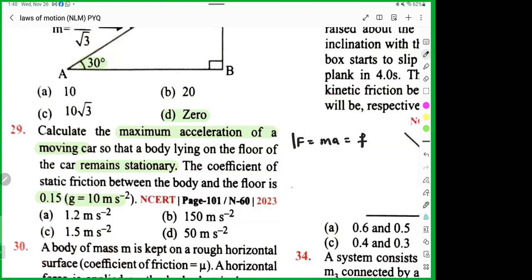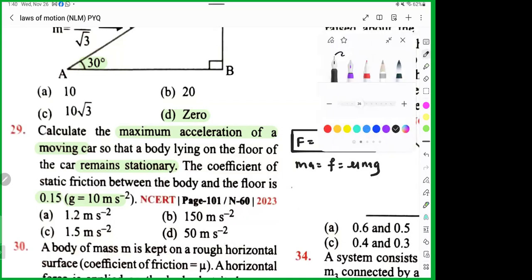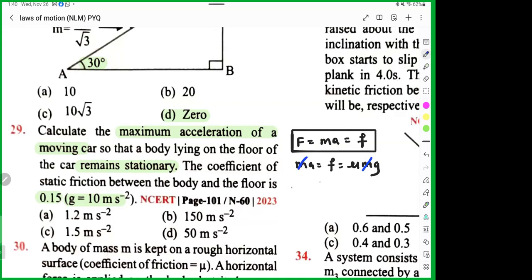Make sense? Force forward when car is moving is ma, and if it is not moving it should be equal to the friction. What is the friction value? Nu mg. Correct. So mass is cancelled out. What is the a value? Nu g. What is nu value? 0.15. What is the g value? 10. What will be the answer? Tell me guys, is it really difficult?